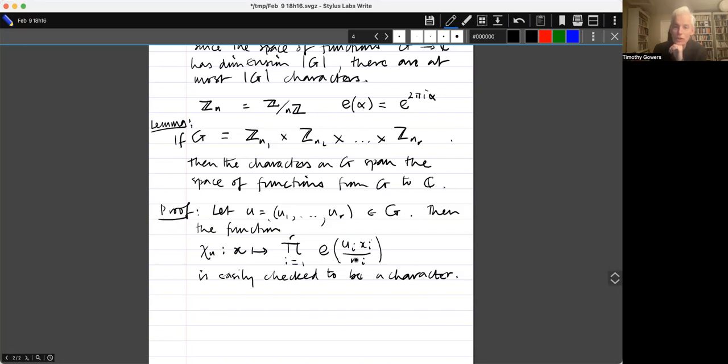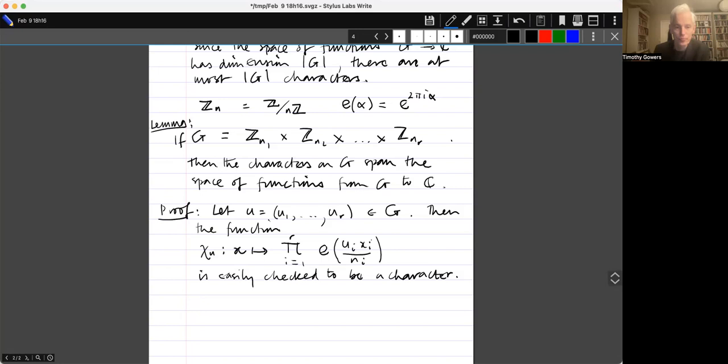Then when I divide by ni, that means I'm adding some multiple of 1, but the function e here is periodic with period 1, so adding 1 doesn't matter. So we've got some unpleasant, not well-defined thing composed with something that collapses numbers together if they differ by an integer, and so the composition of this multi-valued function with this collapsing function gives us something that's well-defined. So I could say easily checked to be both well-defined and a character.